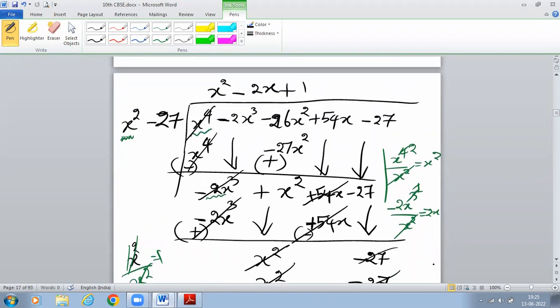Now the quotient is the other factor. Hence the other quadratic factor of p of x is x square minus 2x plus 1. Please write now. Hence the quotient is the other quadratic factor of the given polynomial, which is x square minus 2x plus 1.